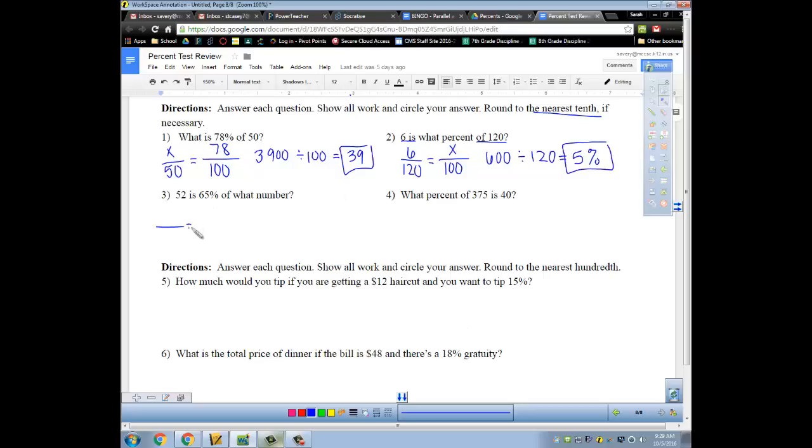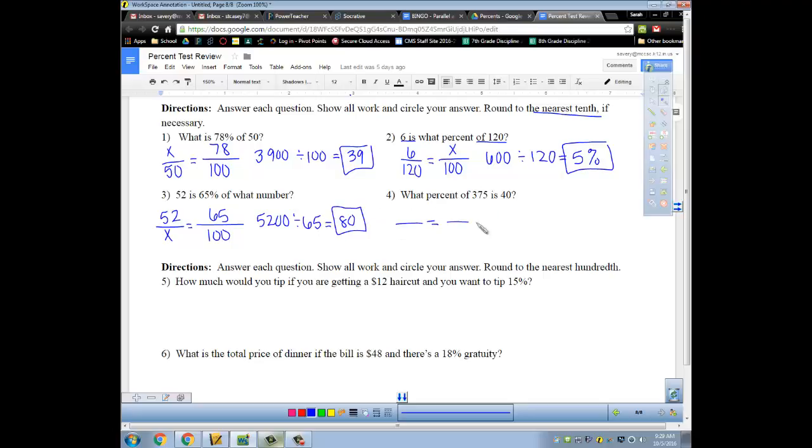Number 3, set up your lines. 100 bottom right. I see a percent, so that's going to go over 100. 52 is, so that goes in the is spot. We don't know the of. 52 times 100 is 5,200. Divided by 65 is 80.